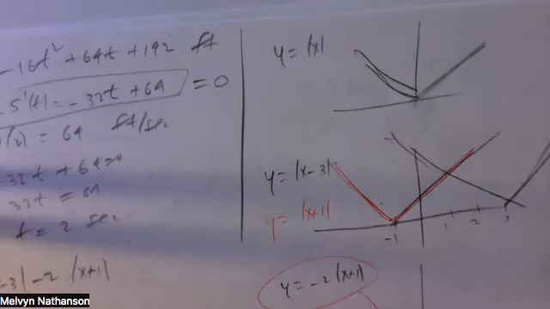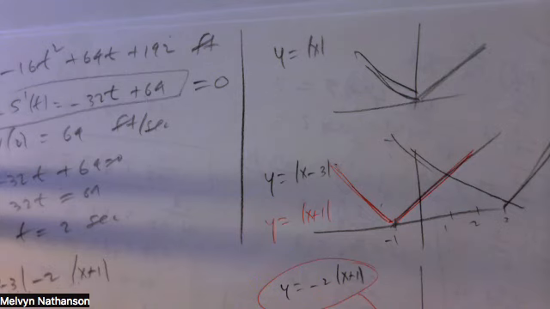So y equal minus 2 times the absolute value of x plus 1 looks like this. At the point minus 1, you get 0. When x is 0, you have 0 minus 2. When x is minus 2, the absolute value is 1, so this is minus 2. So this is minus 2, minus 2. That's what this function looks like.